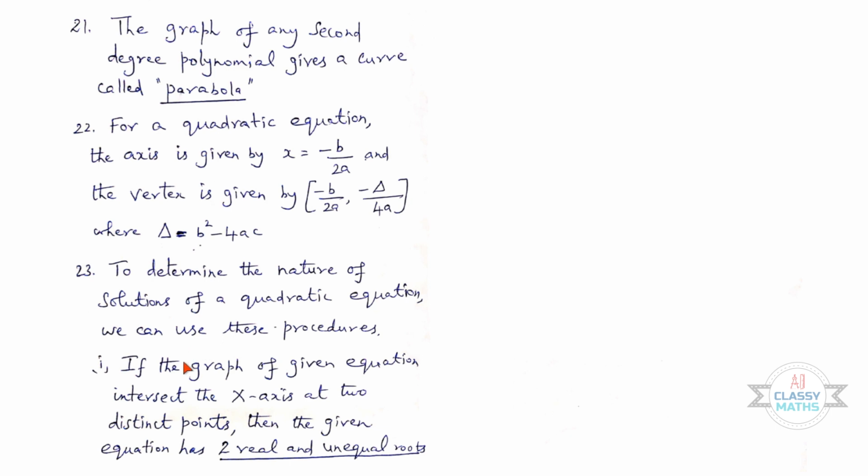First procedure is, if the graph of given equation intersect the x-axis at two distinct points, then the given equation has two real and unequal roots.